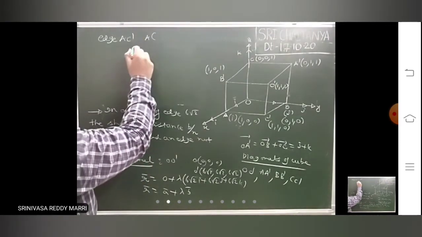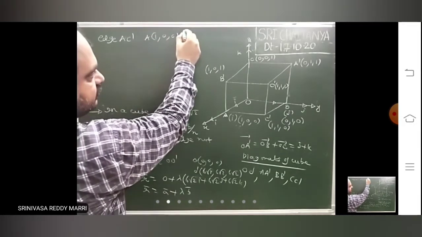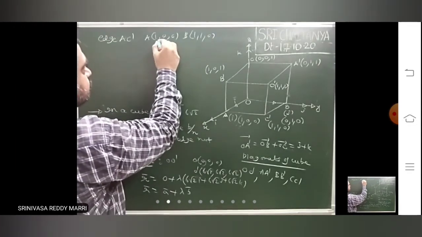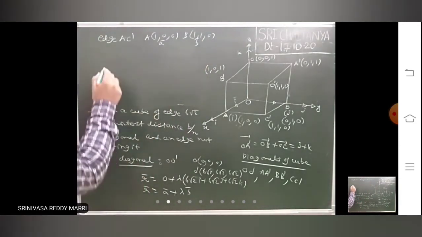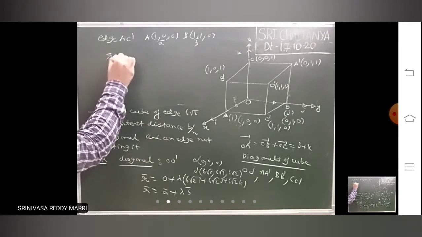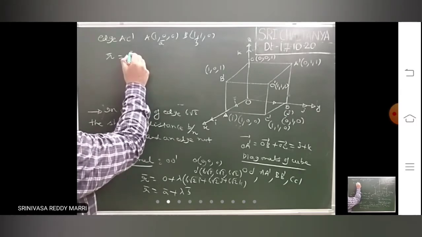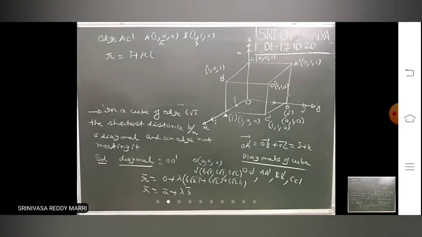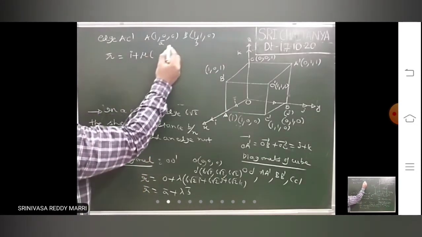AC' means A is 1, 0, 0, passing through these 2 points, B is 1, 1, 0. So this is A bar, this is B bar. The position vector of this is A bar, the position vector of this is B bar. The line I am writing: R bar equals, this is A bar, A bar means I, plus mu into B bar minus A bar. B bar minus A bar means what you will get, J.